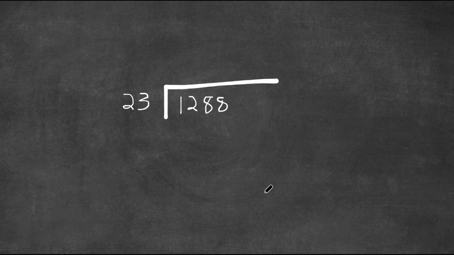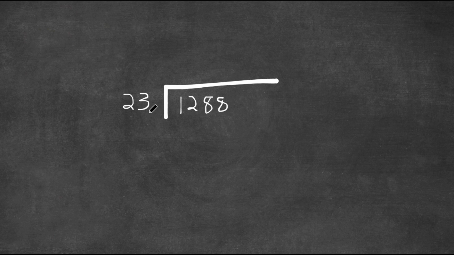In today's video, I'm going to be teaching you guys how to do long division. So right here, we have a problem, 1,288 divided by 23. And remember, division is essentially asking how many times can this number, the number that's being divided by, go into this number? How many times can 23 go into 1,288?